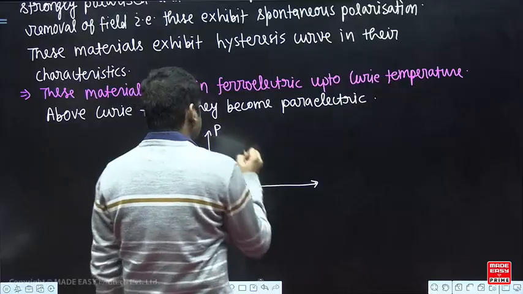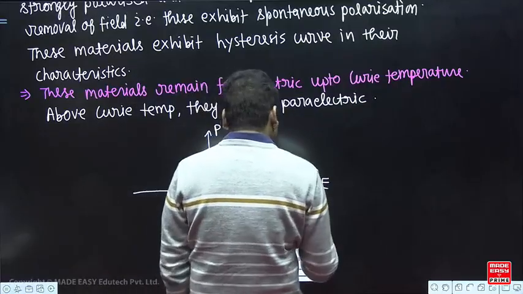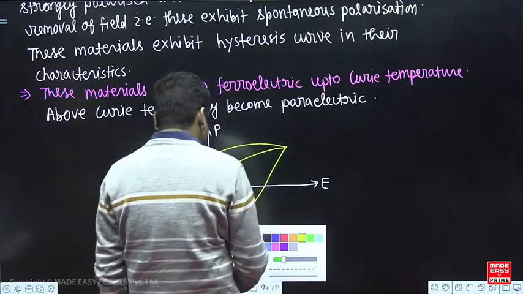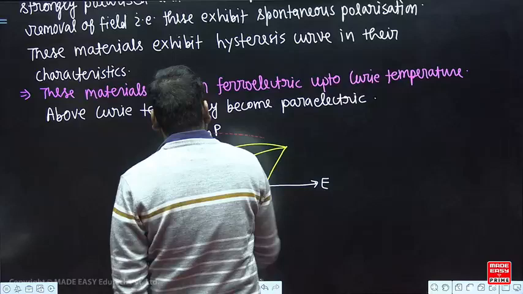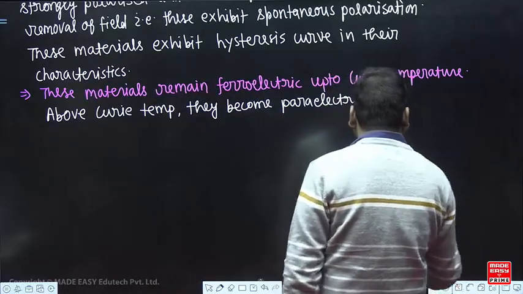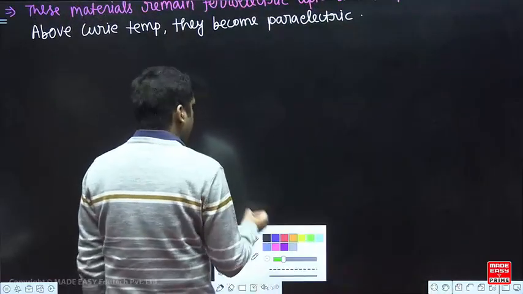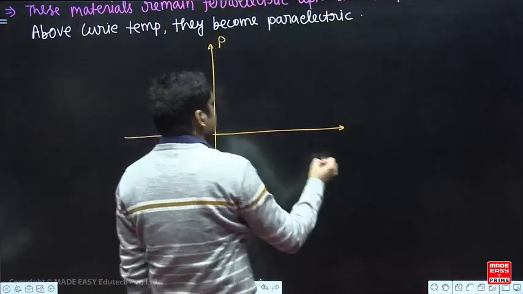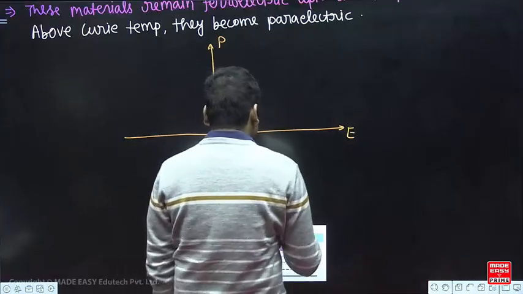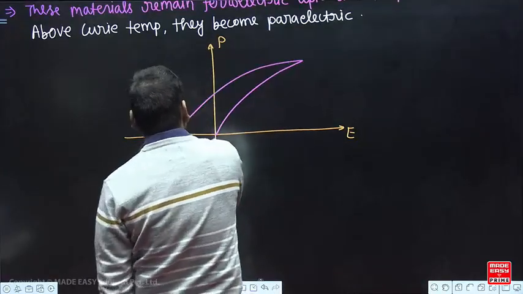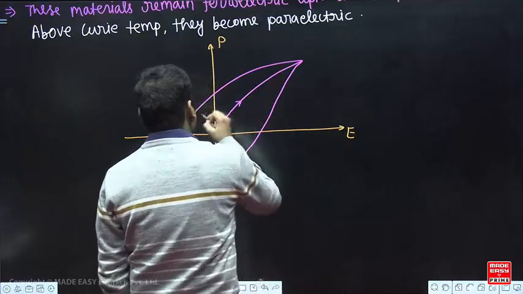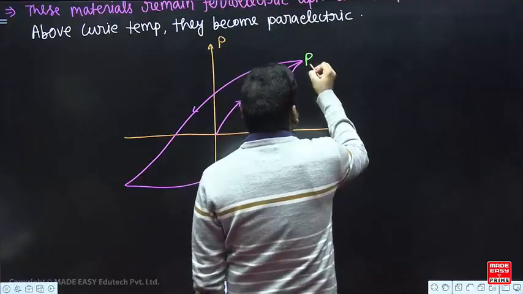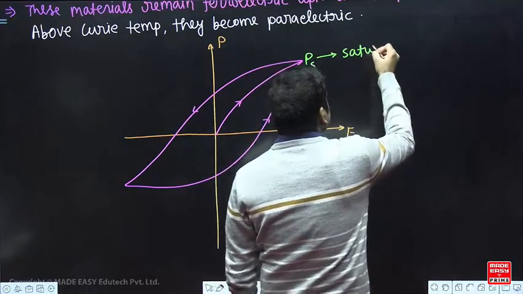This is polarization, this is electric field. So you are having this kind of curve, and this curve is known as hysteresis curve. ठीक से नहीं बना, फिर से बनाते हैं. This is polarization, this is electric field. This kind of curve is known as hysteresis curve. This peak value of polarization is known as saturation polarization.